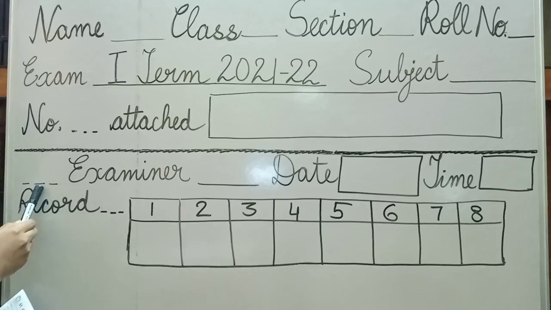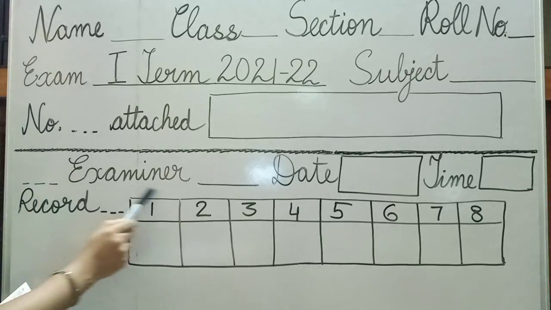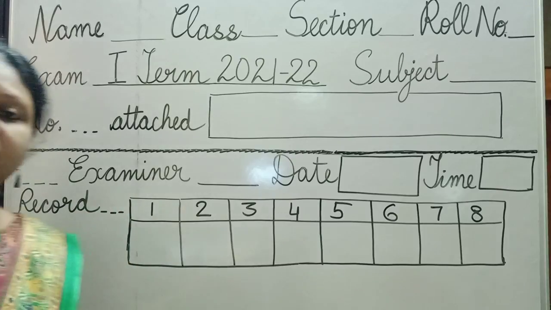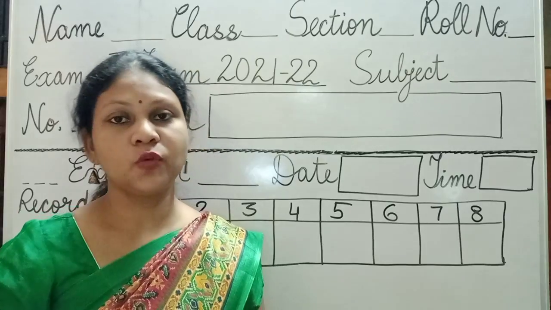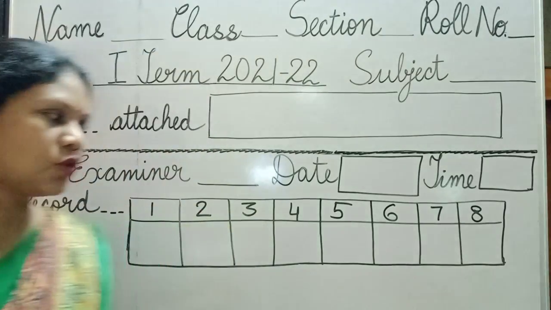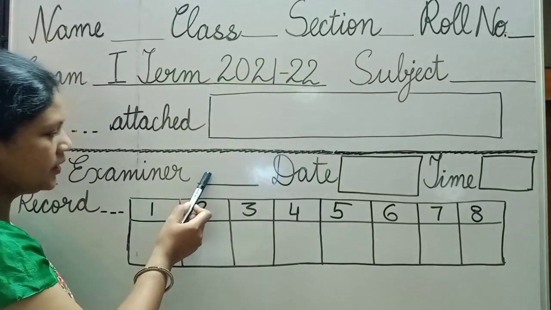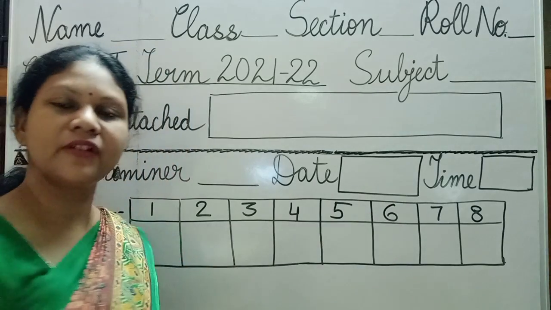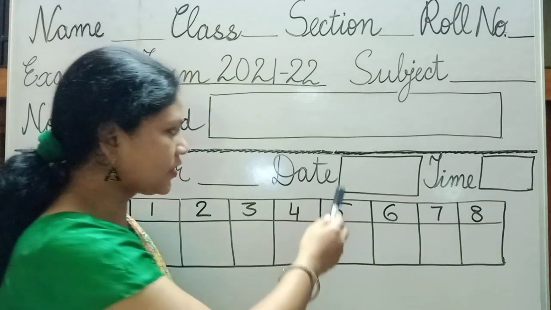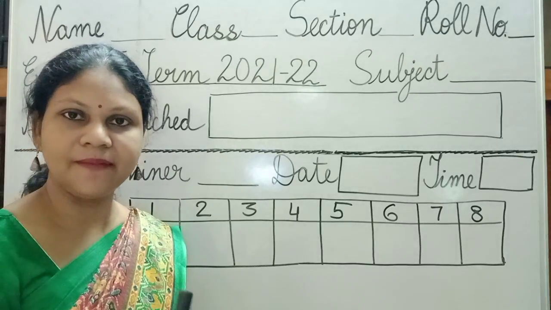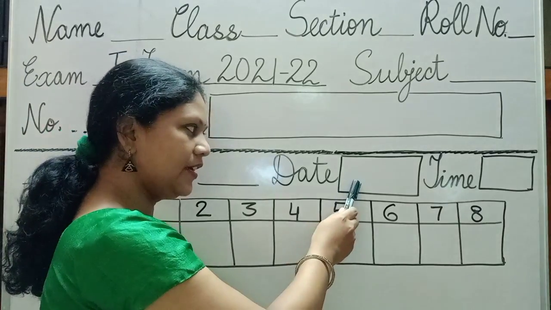Then you will find initials of the supervising examiner. Who is the examiner? Since you all will be giving your exams under the guidance of your parents, here your parents will sign. Date and timing can be filled by you. You mention the date on whichever date you are giving the particular exam. So mention the date clearly.